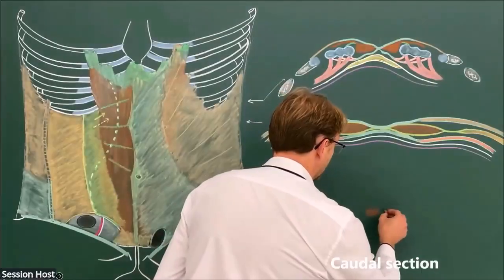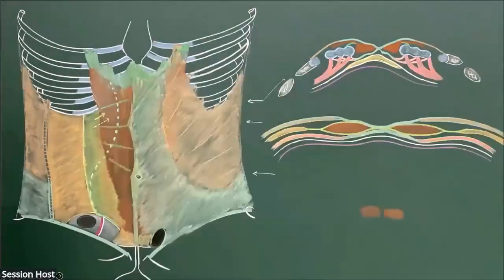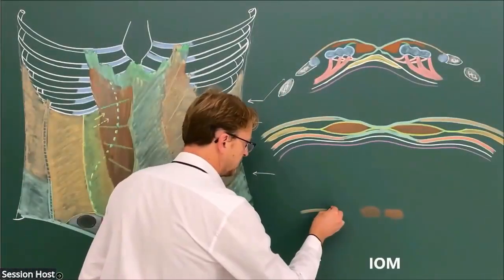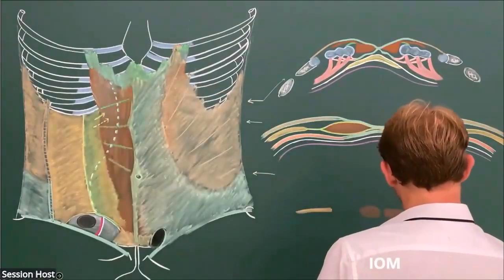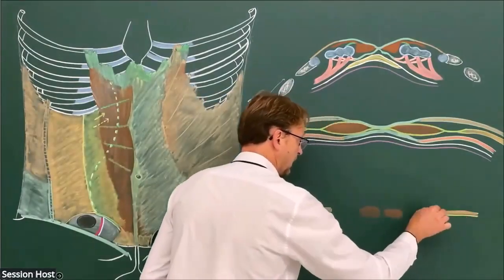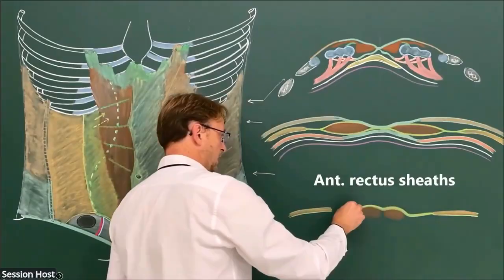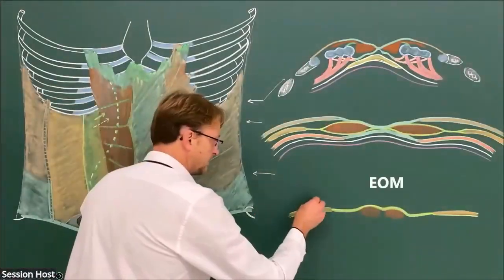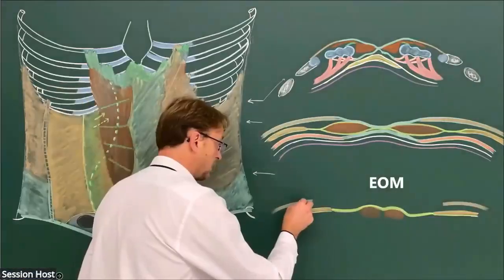Last drawing is a caudal section. Of course, the rectus muscles are more thin, and they are in close proximity here. The internal oblique muscle here, always the same position, lateral, and the posterior lamina is passing anteriorly, and it forms only the anterior rectus sheath.